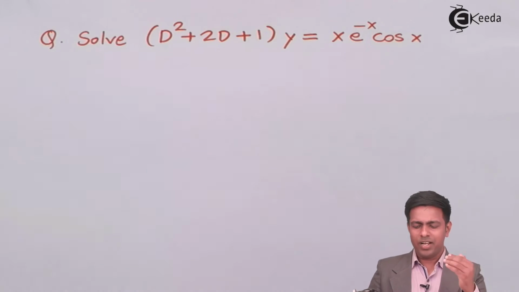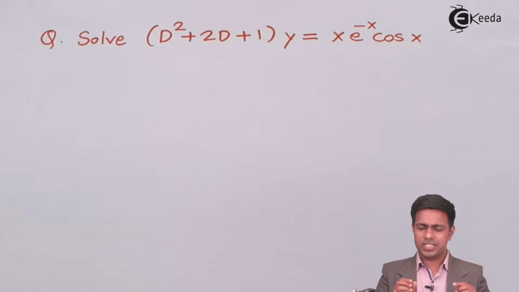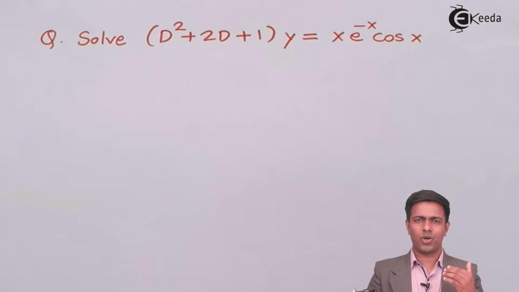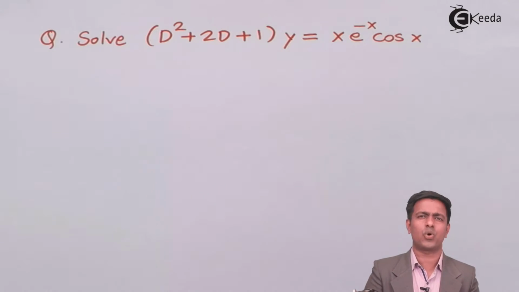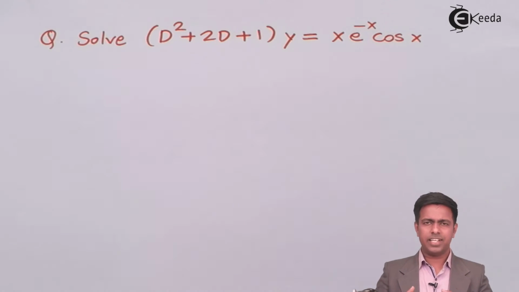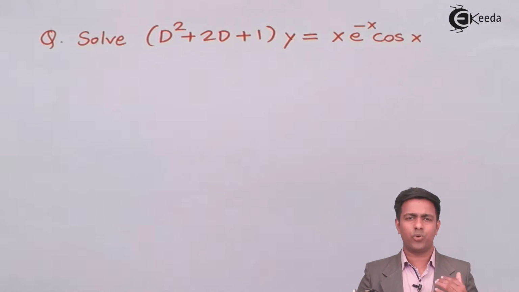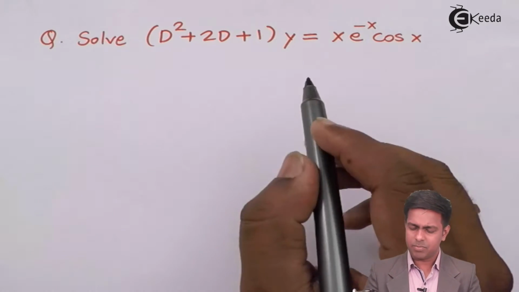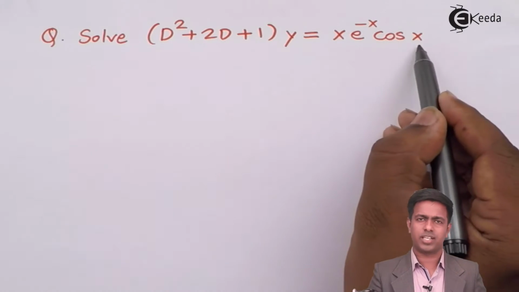So here we have (d square plus 2d plus 1) into y equal to x e to the power minus x cos x. Now guys, if you see this linear differential equation with constant coefficients, the right hand side is x into e to the power minus x into cos x. So it means this problem is matching with two different forms. One is x into v. So if I say this is my x, then v becomes e to the power minus x into cos x. So that is the v.